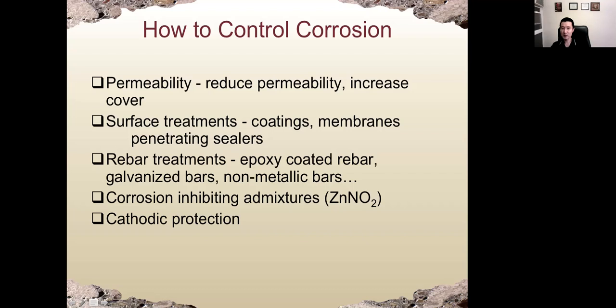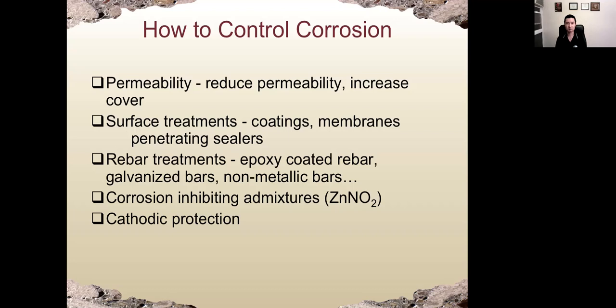We could also use non-metallic bars. Of course, if we use non-metallic bars, no corrosion will occur. Sometimes we could use admixtures, such as corrosion-inhibiting admixtures. Those admixtures will reduce the expansion of rust. So if we reduce the expansion, we reduce the cracking due to expansion.